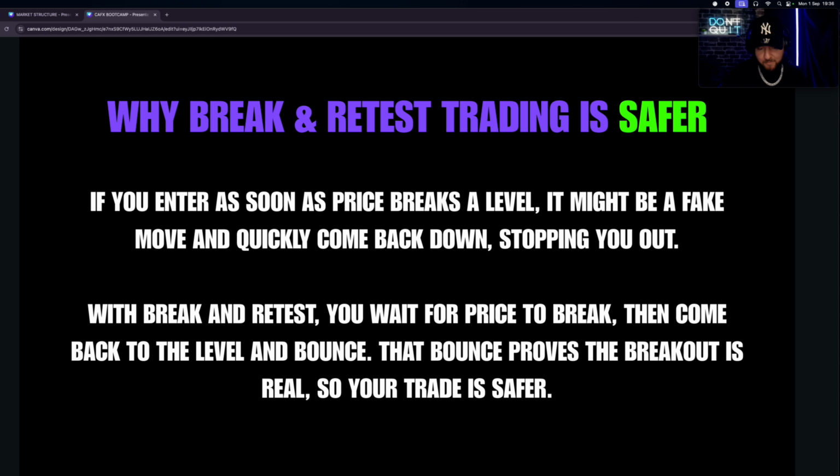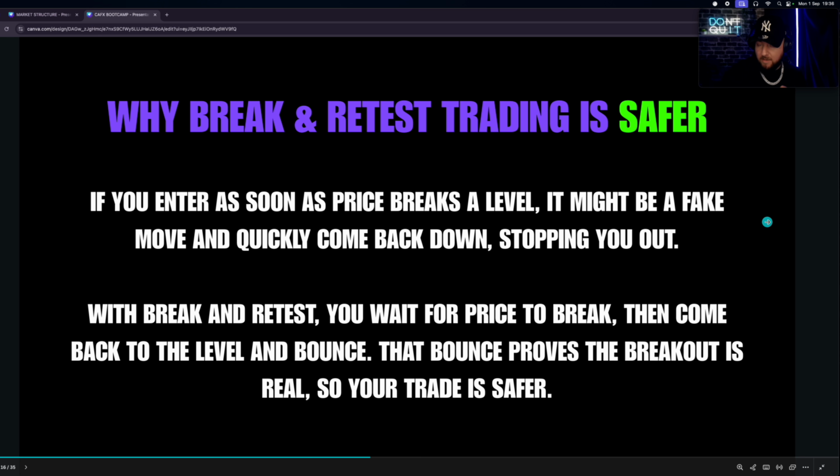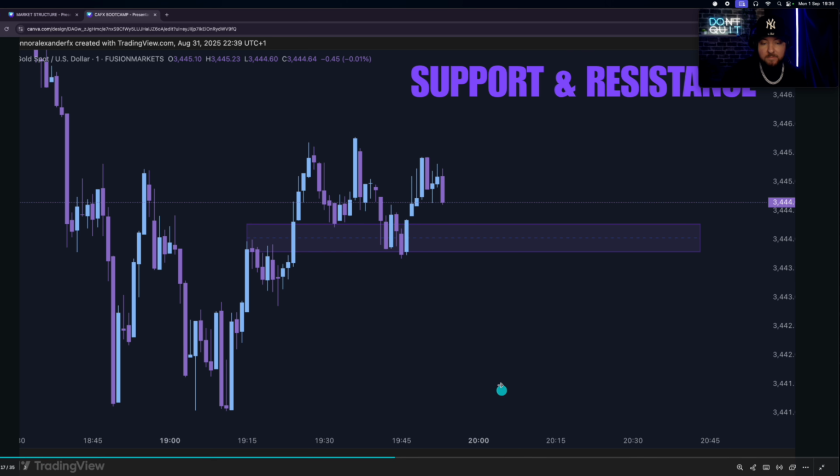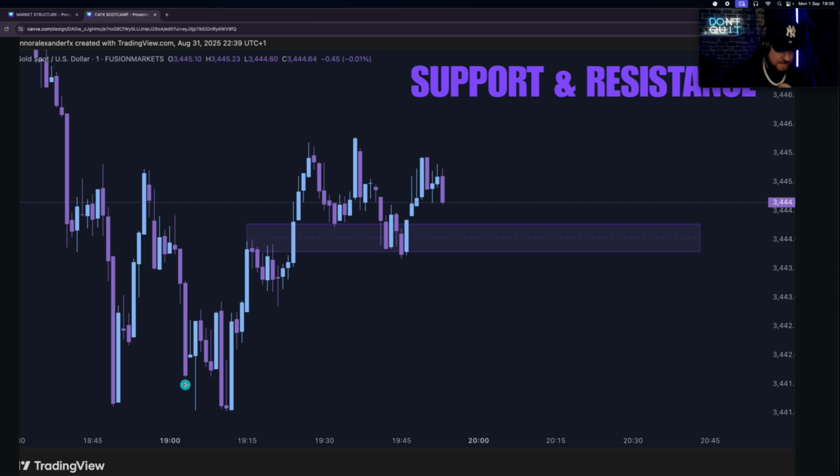So with break and retest, you wait for price to break, then come back to the level and bounce, which proves it is a real one. And that's when we look for confirmation candles, which we'll get into tomorrow, I think. So here we go. Support and resistance. Notice that I didn't drag it all the way to the left, because I'm looking at the most recent support and resistance, right? Retest is always safer, but it takes a bit longer. One million percent, I agree with you, but it is safer.